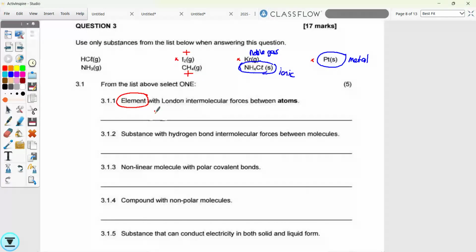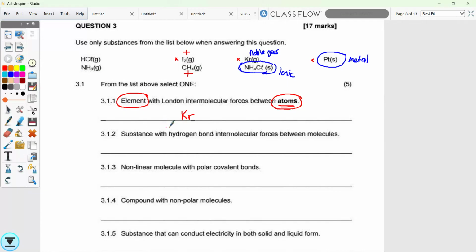So it could be iodine. But there's a word in bold for a reason. So it could be iodine or it could be Kr. But because they say between its atoms, which one is eliminated? Iodine. So it must be Kr because it's between atoms. Can you see how carefully you must read in a chemistry exam? This is why I say English is very important for science. Is it only noble gases that have London between atoms?